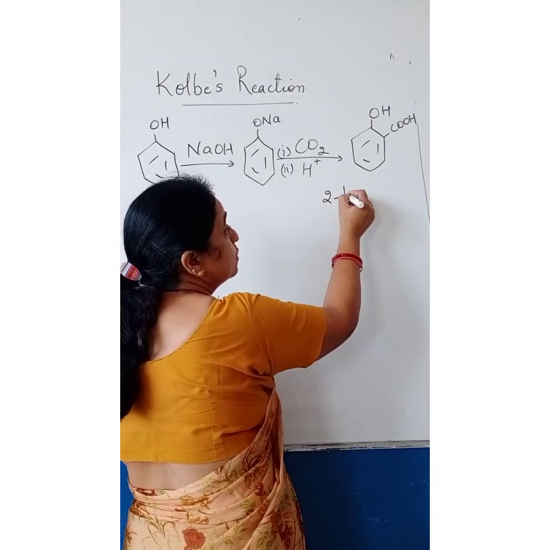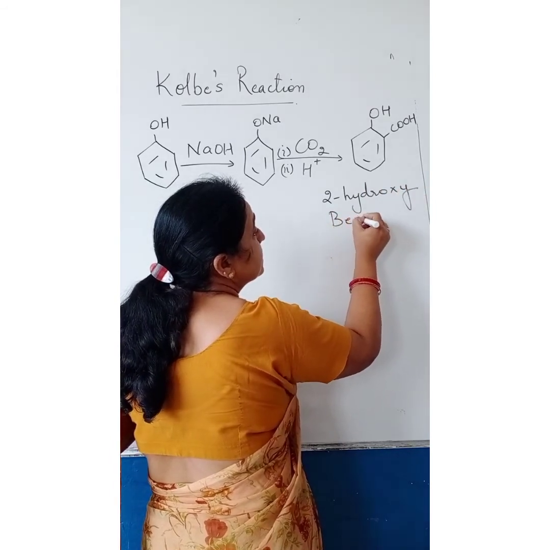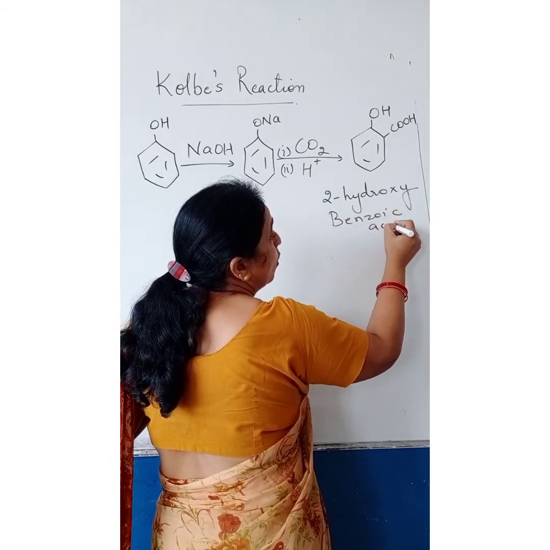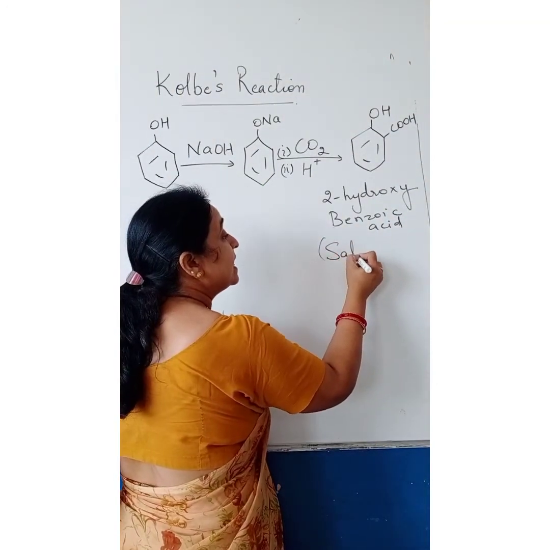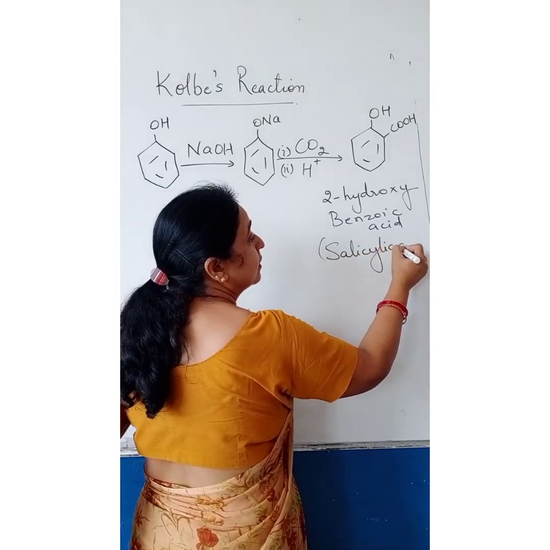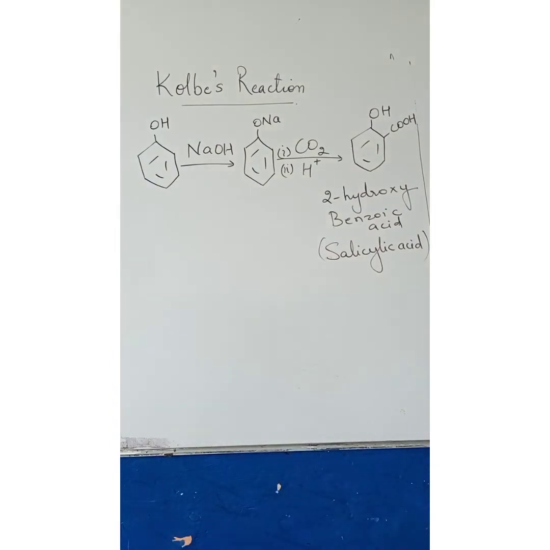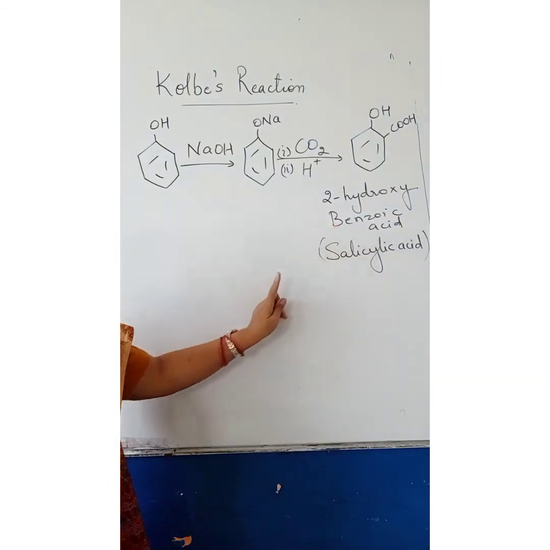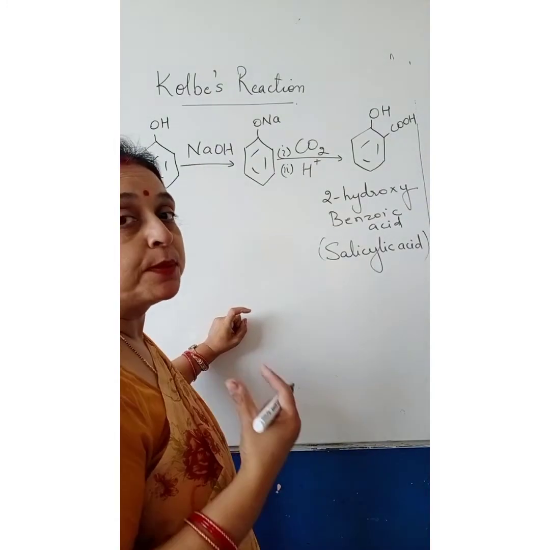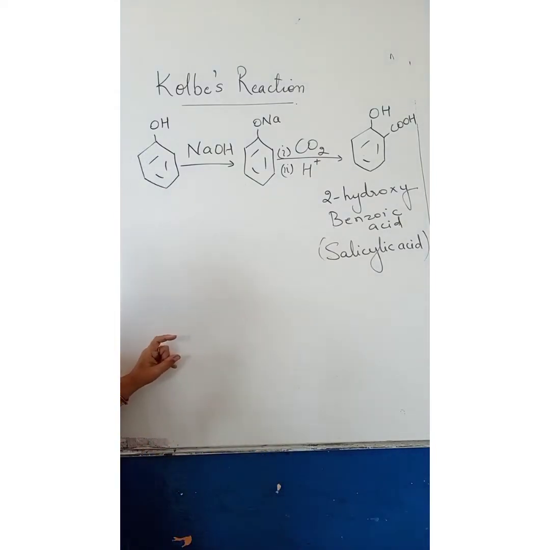2-hydroxycarboxylic acid, where OH and COOH get introduced here. This is 2-hydroxybenzoic acid, which is very popularly known as salicylic acid. So this is Kolbe's reaction. Now, this salicylic acid is a very important starting reactant for the preparation of aspirin. Aspirin is commonly used as a painkiller in balms.